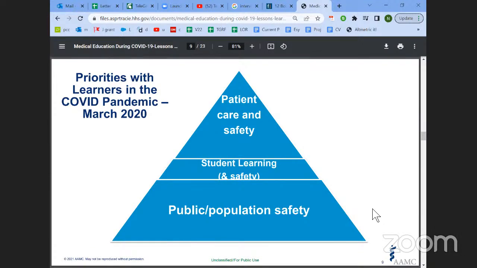So the pyramid has changed in a way where we now care about public and population safety, and it has the greatest area in the pyramid. And patient care and safety comes second, and student learning, as you can see, the area is smaller, because students weren't allowed into the clinical setting because we didn't have enough PPE and we did not want to expose people to a patient with COVID unless it's very necessary. So this is how the pyramid has changed after COVID.